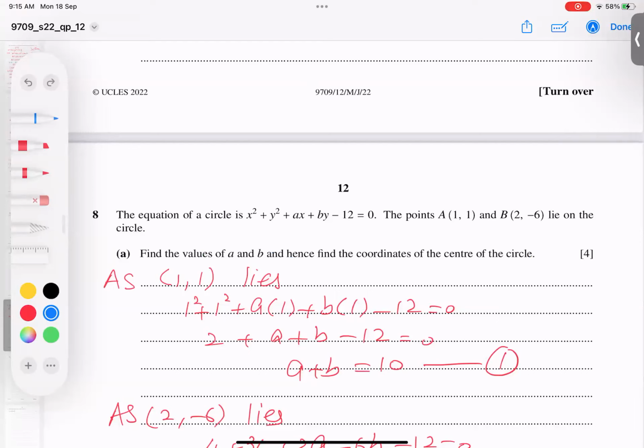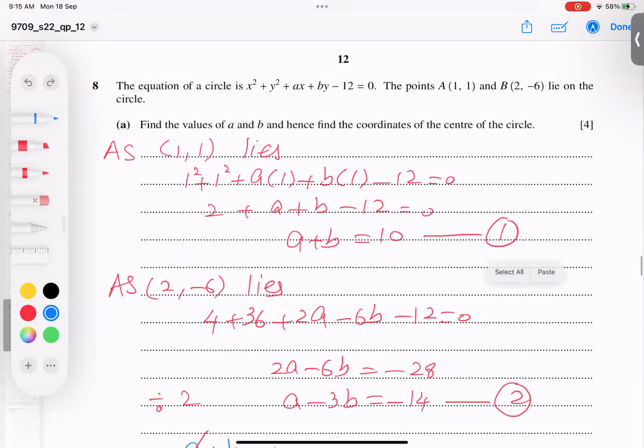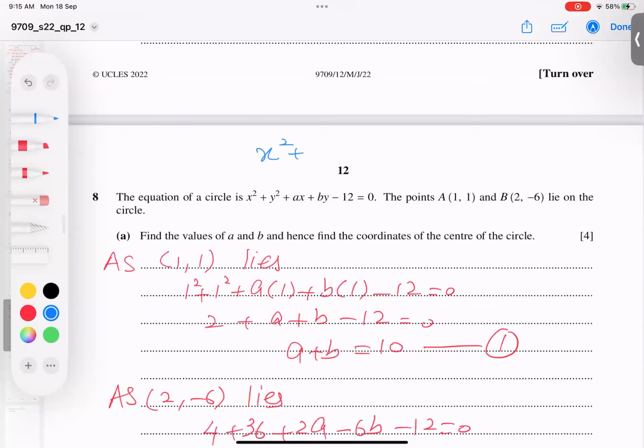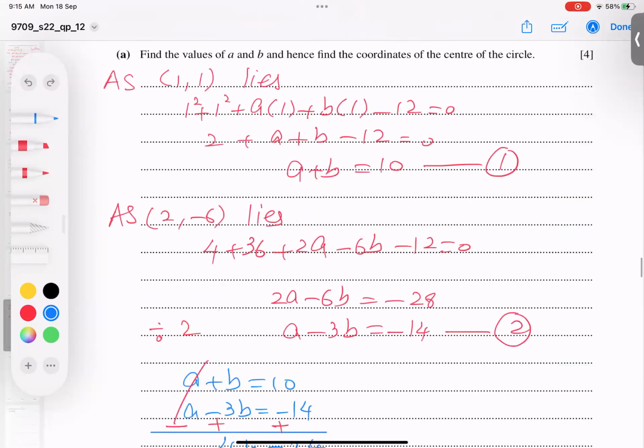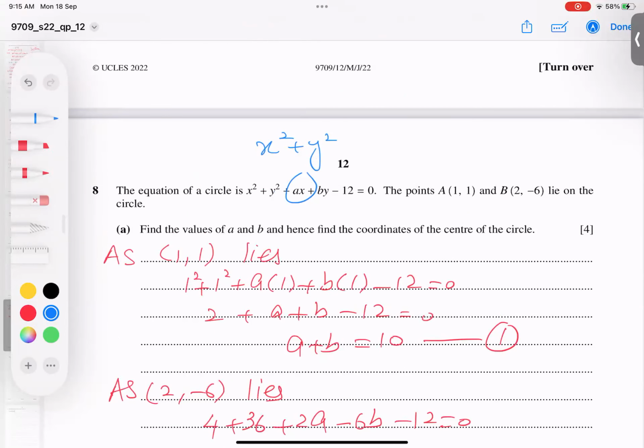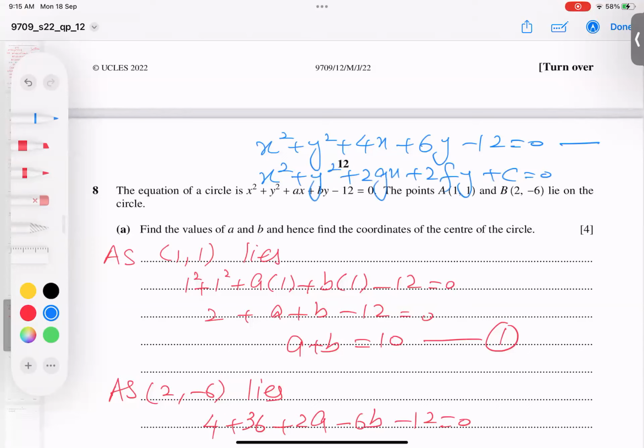How do we find the center of a circle, students? We have a special format. First of all, this equation: x square plus y square, and I replace this A value 4 here. So 4x, and B value 6, so 6y minus 12 equals 0. This is one equation, and we have another equation: x square plus y square plus 2gx plus 2fy plus c equals 0. Equation number 3, equation number 4.